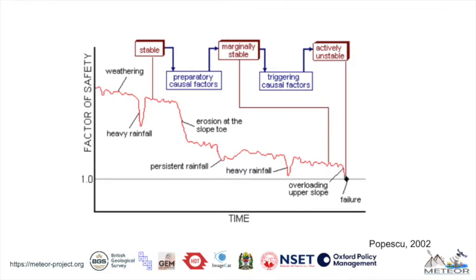So now we're going to have a look at this graph here, which is imagining a slope over time, and it uses factor of safety to track the change in state. Our slope is stable, but it's gradually reducing the factor of safety due to weathering. Heavy rainfall leads to a drop in the factor of safety, but this is then recovered when the slope dries out. Our slope is still stable. Now imagine an intense erosion event which leads to a big drop in the factor of safety. This is considered our preparatory factor.